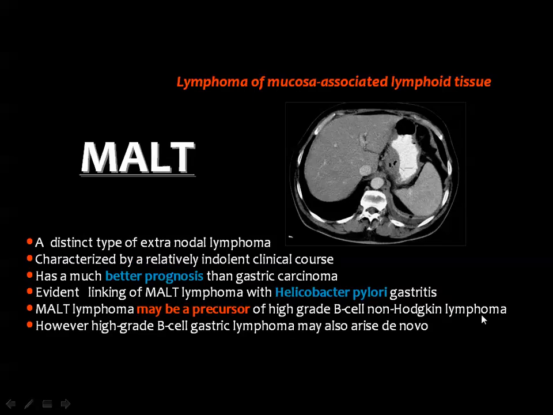And this is the MALT lymphoma, or lymphoma of mucosa-associated lymphoid tissue, which has an indolent course with a better prognosis than the non-Hodgkin lymphoma, the B cell. And this MALT lymphoma may be the precursor of B cell non-Hodgkin lymphoma, and also the non-Hodgkin lymphoma may originate de novo in the stomach.